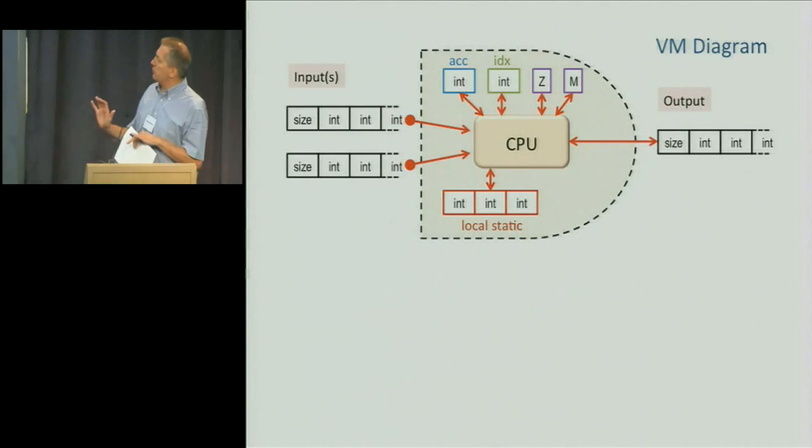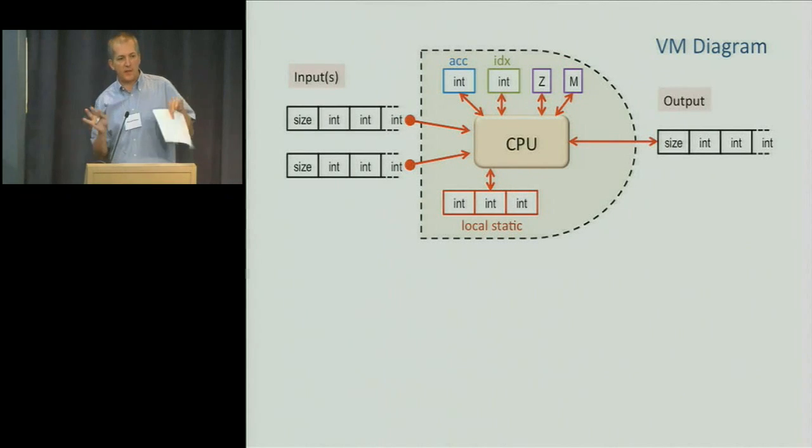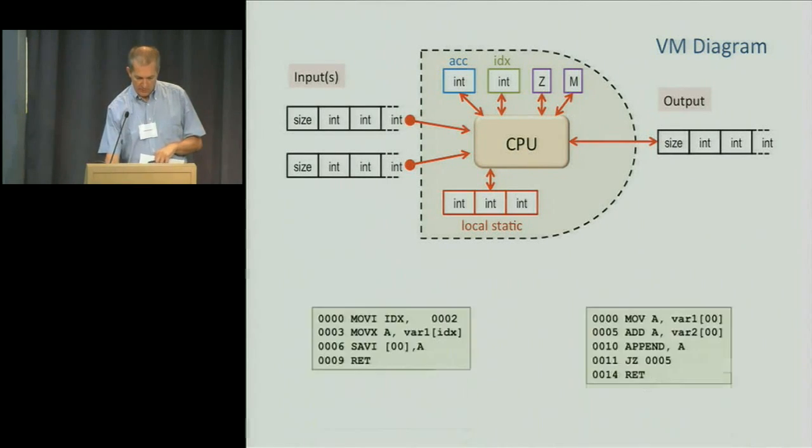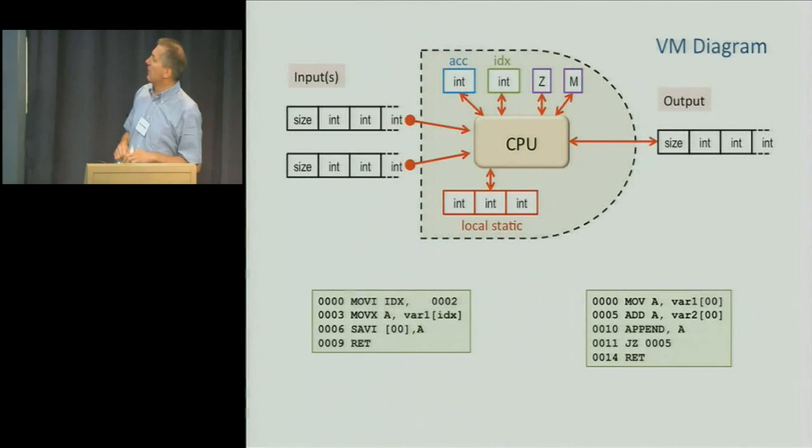And this is what a processor looks like. There are vector inputs and outputs, and it is like a black box. Internally there is an accumulator and index register, zero flag, minus flag, and the local static memory. The static memory is shared among all concepts. So should one runtime update the static memory, this is available to the other runtime, like multi-threaded programs in C with static local memories. And this is what programs look like if we disassemble code. It is very much like microprocessor code.